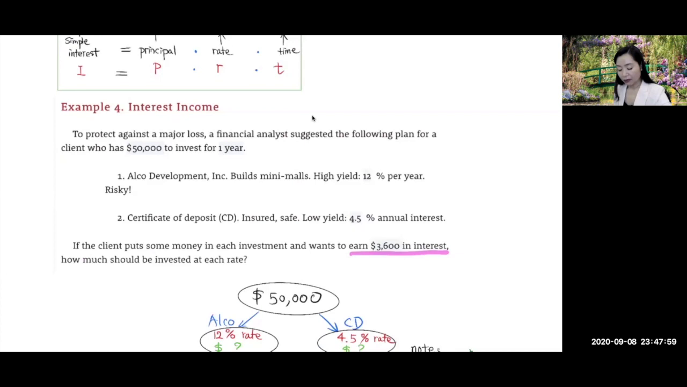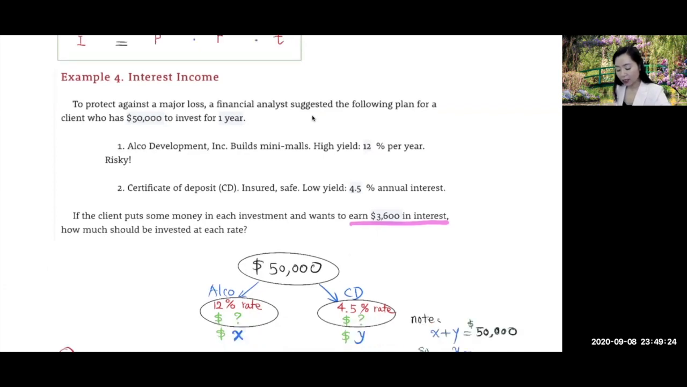Now in this example, we're going to talk about interest income, okay? To protect against a major loss, a financial analyst suggested the following plan for a client who has $50,000 to invest for 1 year. So we have two types of plan. Plan one will be ALCO development, which gives you 12% return per year, but it has high risk, okay? And another plan is to put it in a CD, certificate of deposit. This one is safe, and gives you 4.5% annual interest rate, okay?